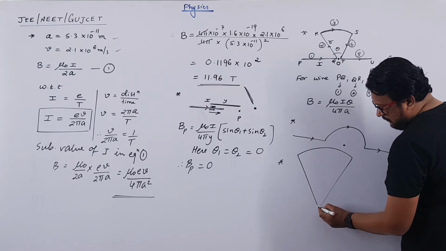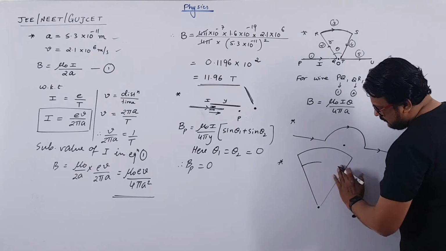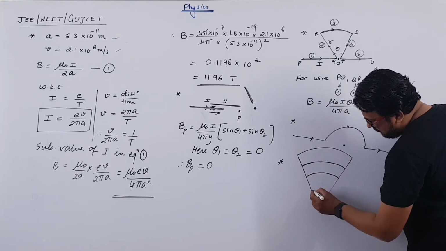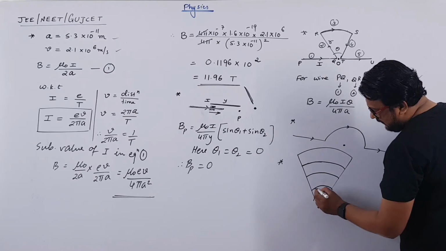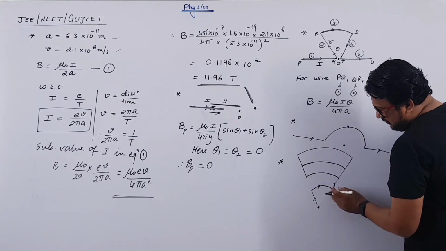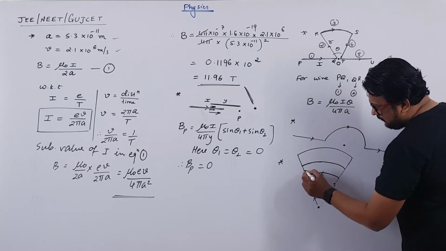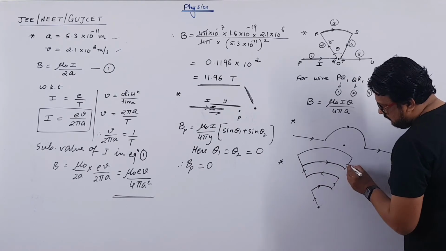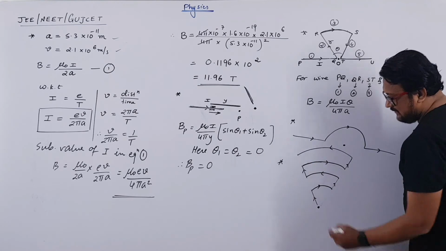Here is that point P, right? Current is flowing like this, then in this direction from here to here, right? Then in this direction, then from here again in this direction, right? Let us say this radius is A.